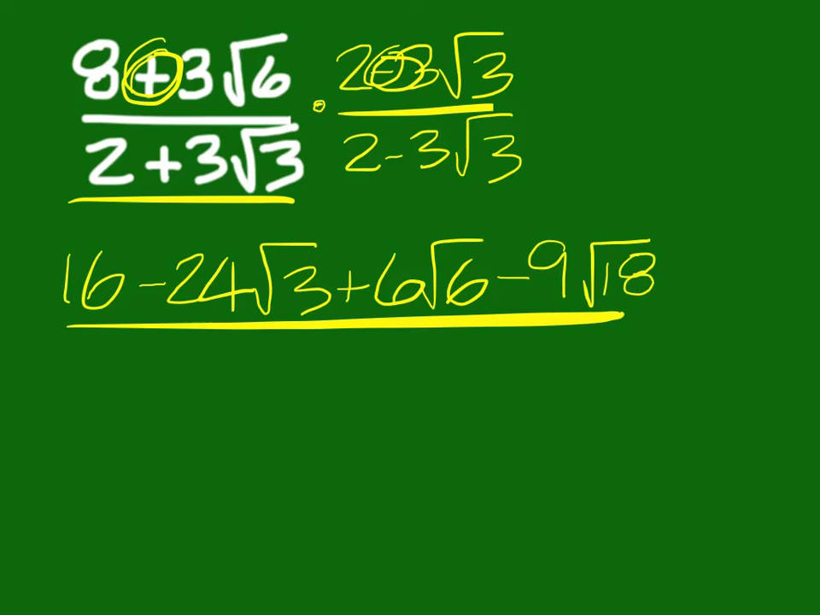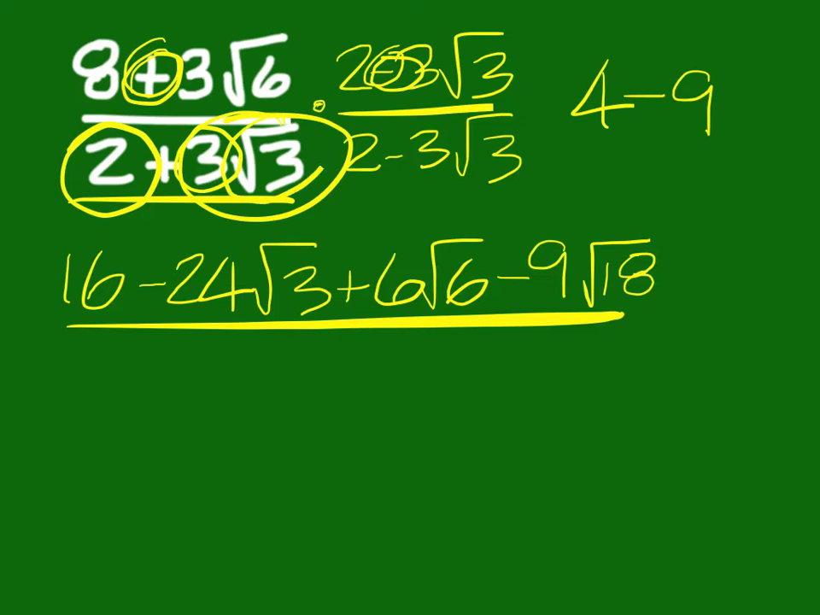Now on the bottom, you have to square 2 to get 4 and square this term. That means you square the outside 3 to get 9. Square root of 3 squared is just that number under the sign, 3. So 4 minus 27 would be a negative 23 on the bottom.